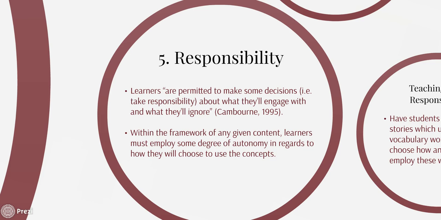Number 5 is responsibility. According to Camborne, learners are permitted to make some decisions, i.e. take responsibility about what they'll engage with and what they'll ignore. So we want to give students some type of autonomy to be able to use these concepts in a way that they choose. That gives them some ownership, and that's real life. We're not always going to be giving students explicit instructions on what I want you to do with the things that we're teaching them. We want them to be able to take ownership of these things and use them in a way that's relevant and meaningful in their own lives.